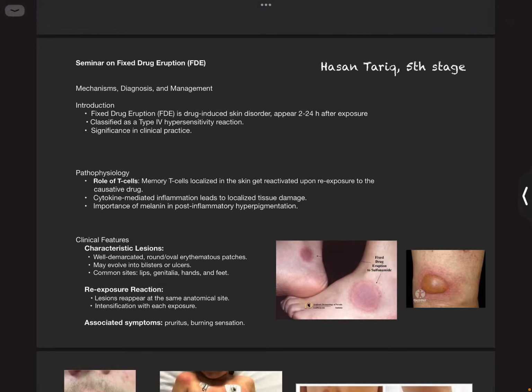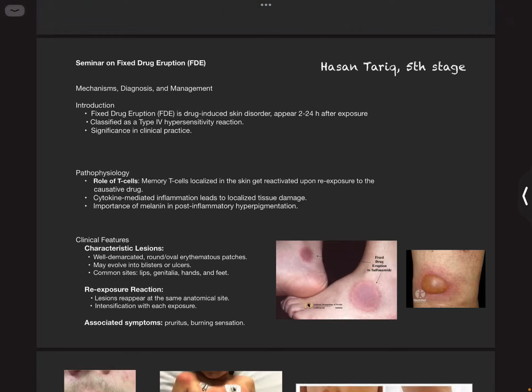Today I will talk about a seminar on fixed drug eruption: mechanism, diagnosis and management. Fixed drug eruption is a drug-induced skin disorder that appears 2 to 24 hours after exposure to the causative drugs, classified as a type 4 hypersensitivity reaction, and significant in clinical practice.